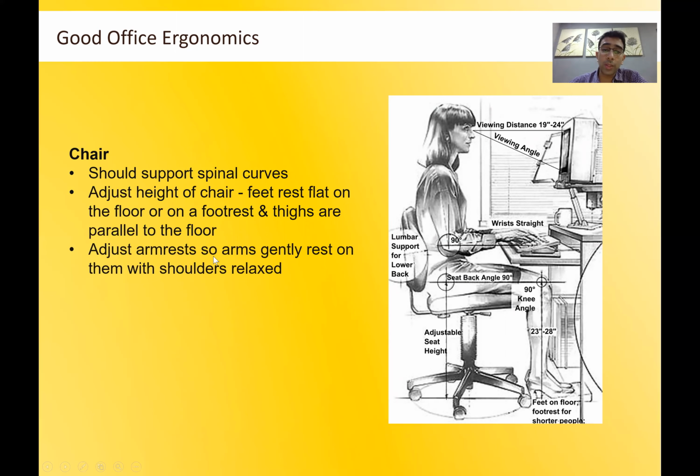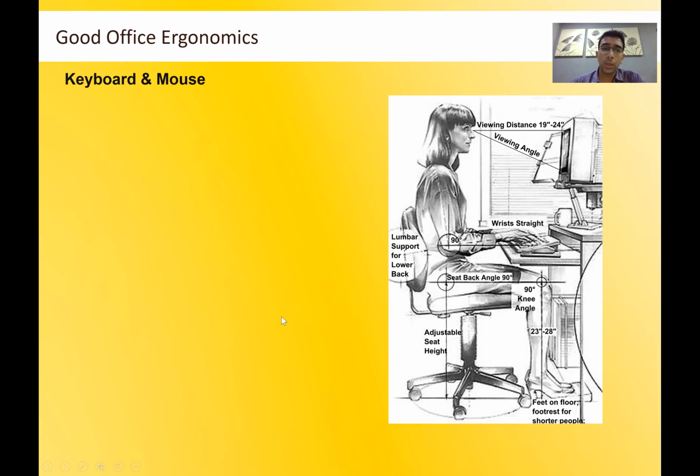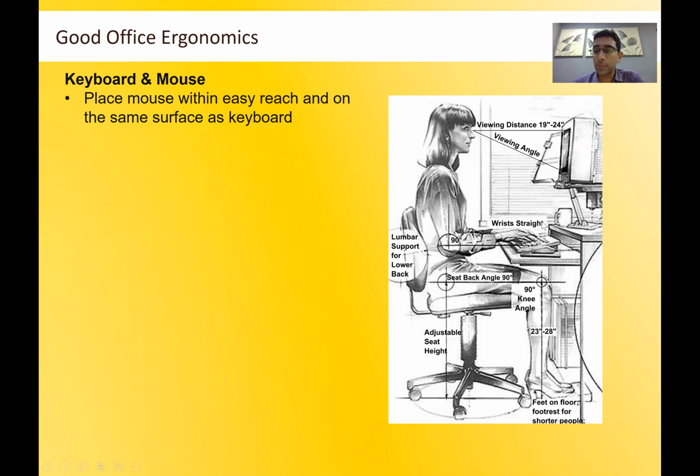Adjust the armrest so that the arms gently rest on them with shoulders relaxed. This particular diagram doesn't have an armrest, but it's always good to have an armrest at the level of the elbows and the wrist to rest your forearms. The key objects like the phone, stapler, and all should be close to the body to minimize reaching. Okay, next to talk about the keyboard and the mouse. The most commonly used things should be within easy reach and on the same surface. So keyboard and mouse on the same surface.